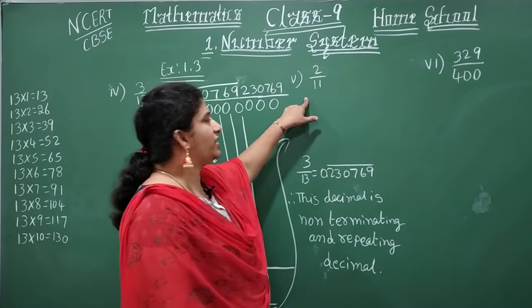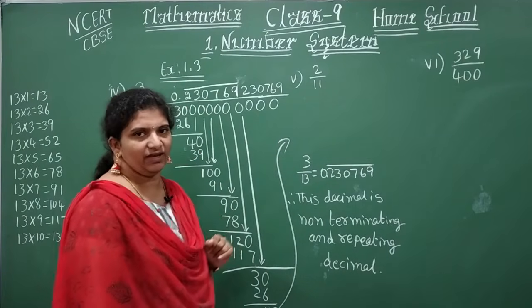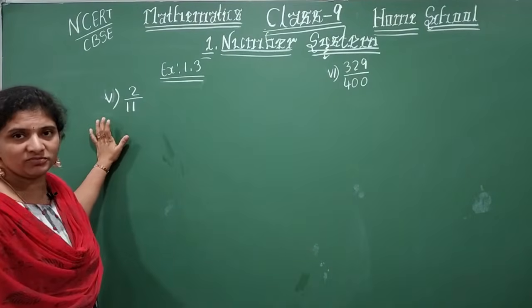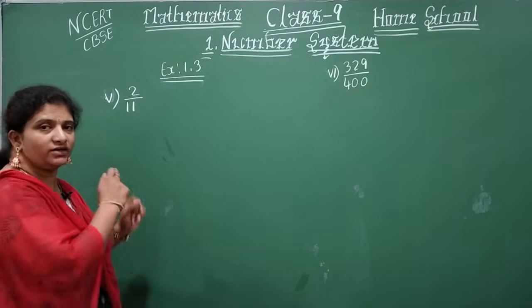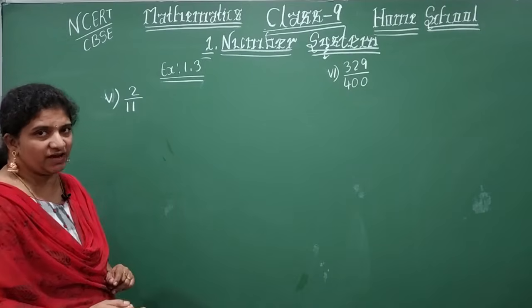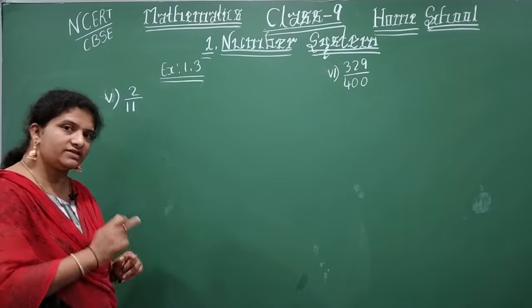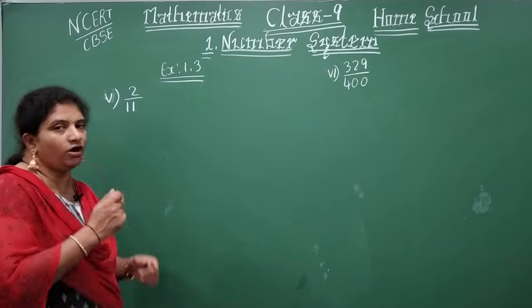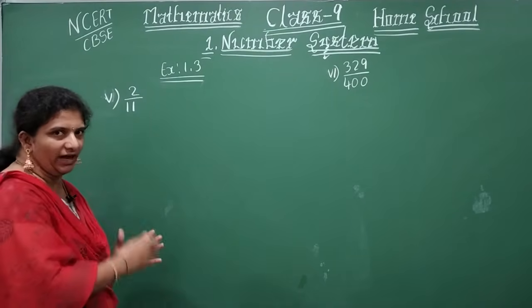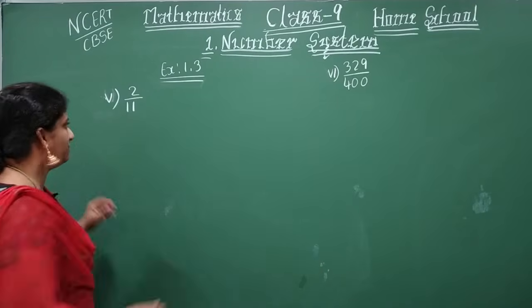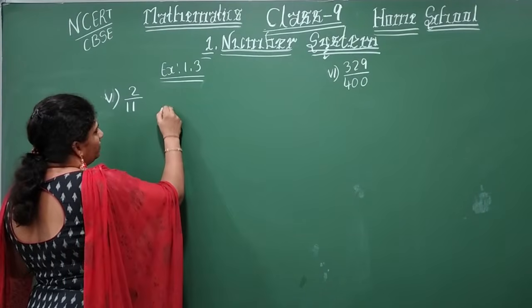What's your fifth problem here children? 2 by 11. So let's see here, fifth problem children. It is 2 by 11. What you need to do? You need to convert this rational number into decimal expansion and check whether the decimal expansion is terminating, non-terminating, recurring or non-recurring. You need to identify after doing division. Let's do the division here.